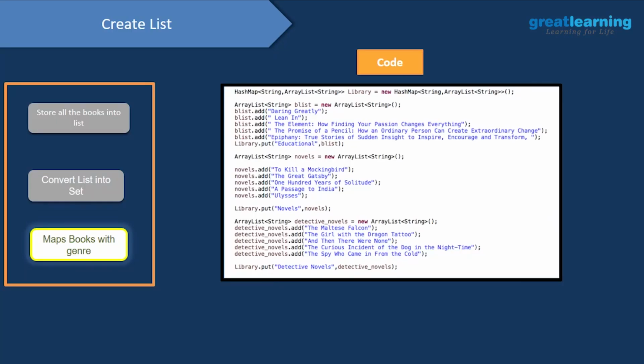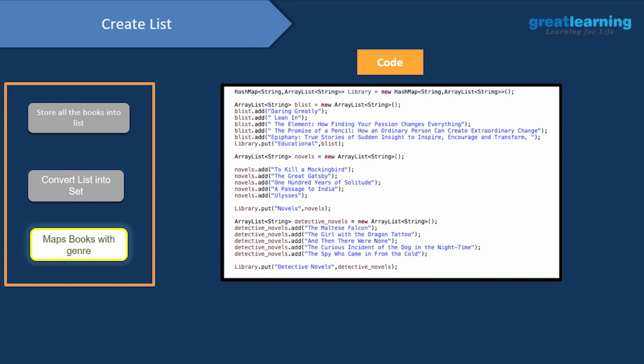Next, what we need to do? We need to map it, right? Let's see what type of books we have. For that, I take a library map function. Then I take a list again, that is the B list, okay? Then I add all the book names again. I know these books can be part of educational books, right? So I add them with library dot put, the way we do the map function. My type of key will be string, okay?